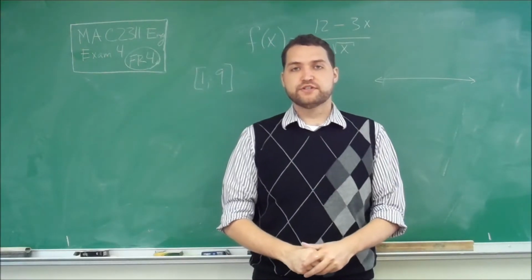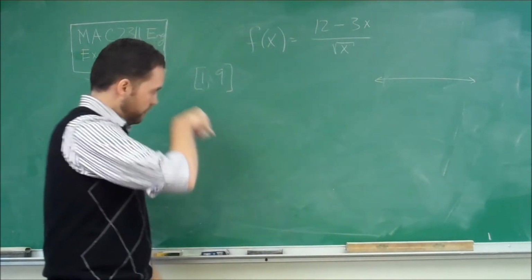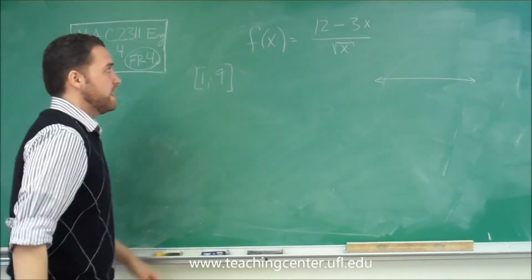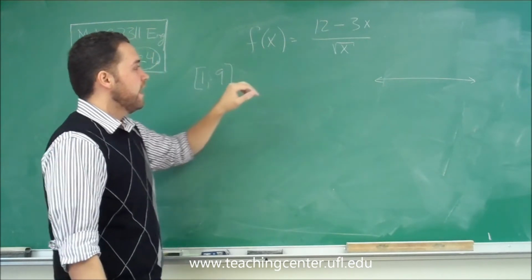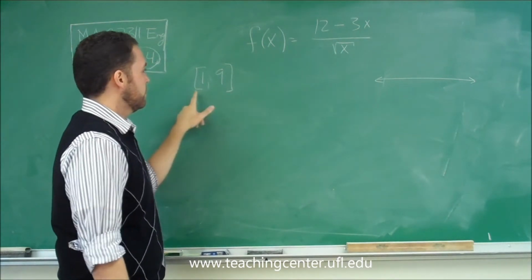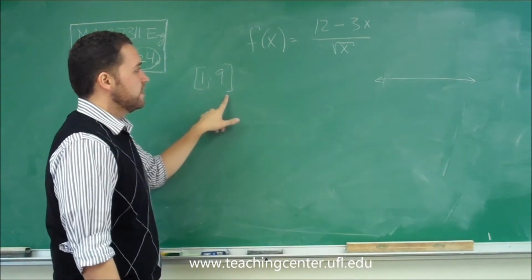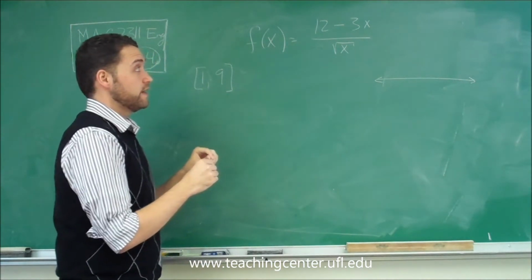Welcome to MAC 2311 for Engineers, Exam Number 4, Free Response Number 4. In this final question, they tell you that your function is equal to this, and they want you to find, on the interval from 1 to 9, the overall area, and they underline area.